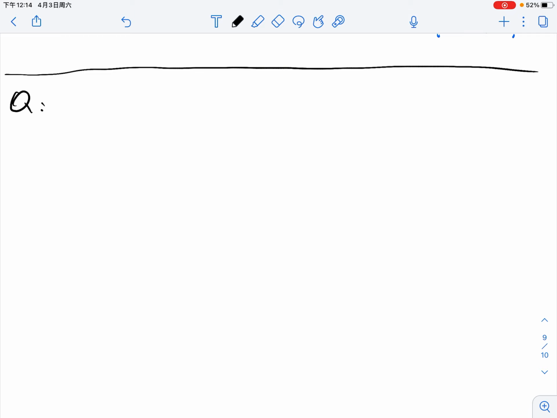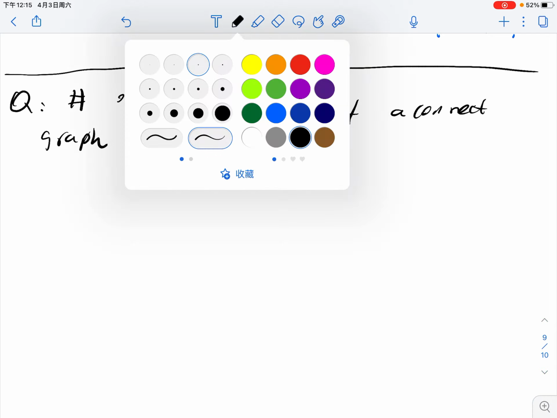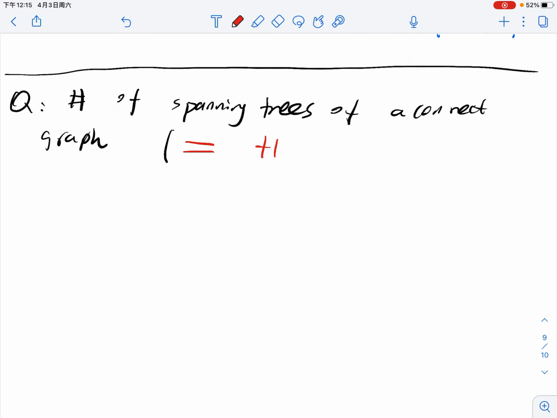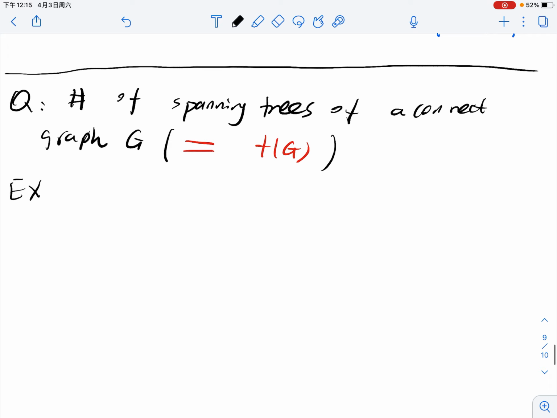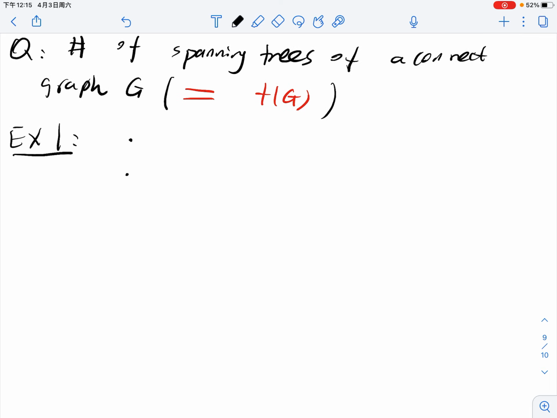And one immediately interesting question is, what is the number of spanning trees of a connected graph? So let's call this TG. G is graph. And we already have some discussion.